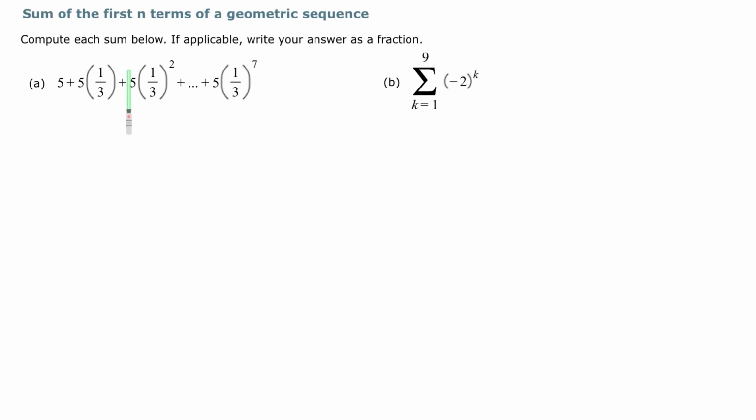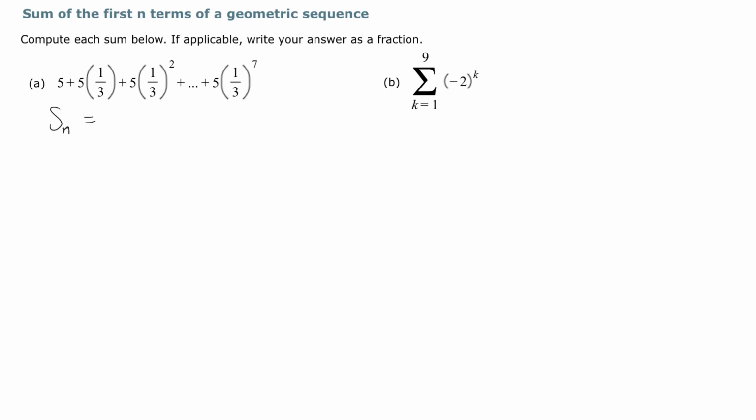Let's compute each sum below. We have two sums here. They're actually what we call partial sums of a geometric sequence. We say partial sums because it's actually a finite number of terms. There's actually 8 terms here in this partial sum. We do have a formula for the partial sum of a geometric sequence.